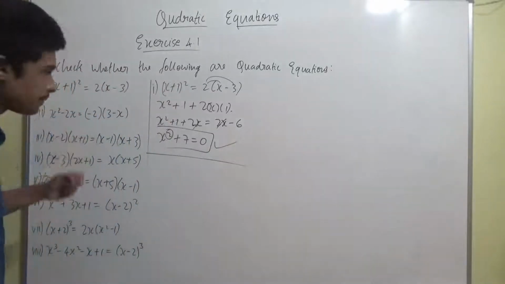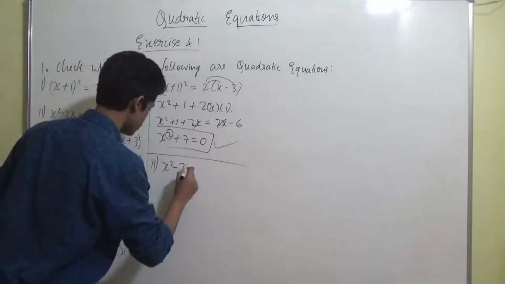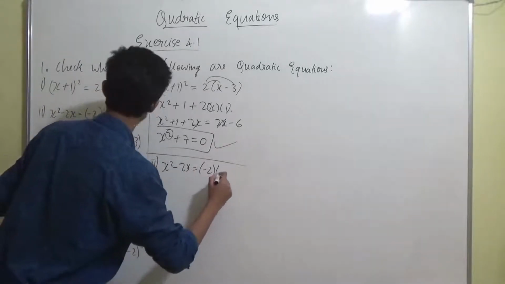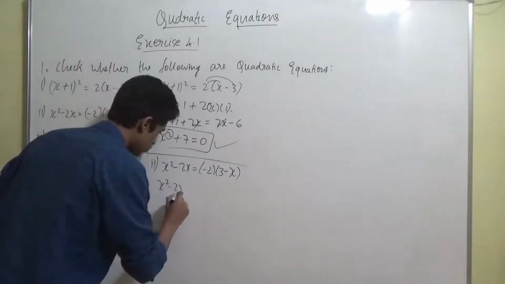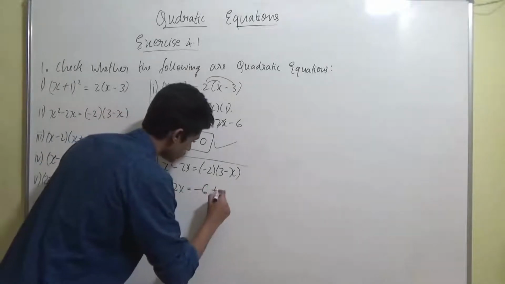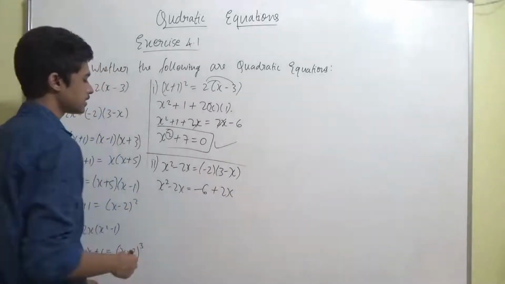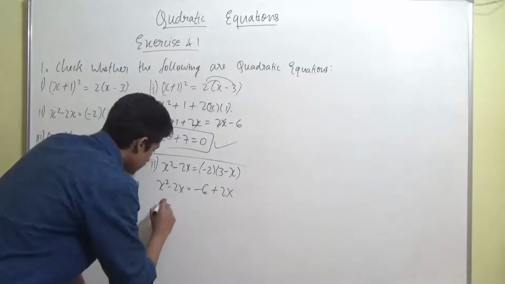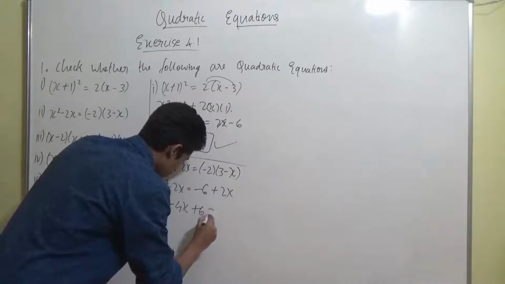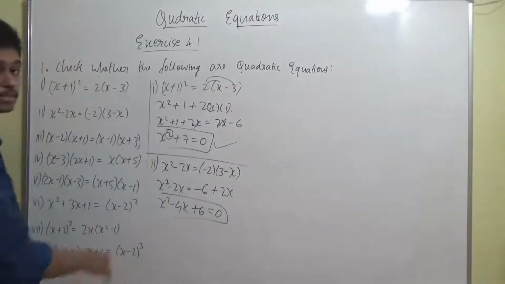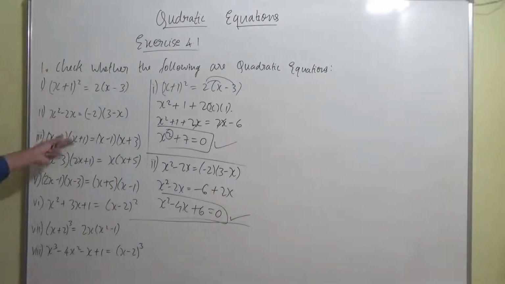Now let's go to the second one. If you see, the equation is x square minus 2x equal to minus 2 into (3 minus x). Now I'll start expanding it guys. So x square minus 2x equal to minus 6 plus 2x. Getting it? Minus into minus becomes plus 2x, and minus 2 into 3 becomes minus 6. Now I'll bring all the terms towards LHS. That time it will become x square minus 4x plus 6 equal to 0. Now if you see this equation guys, the highest power in this equation is 2, which means it's also a quadratic equation.